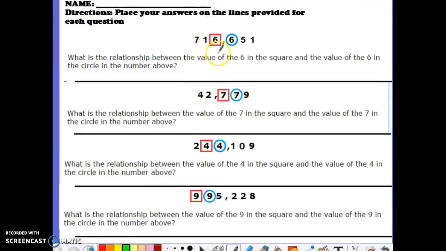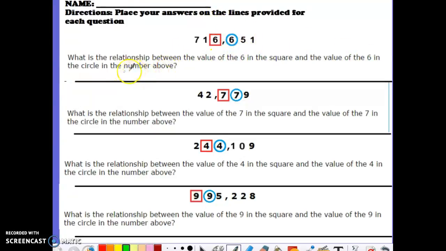Sometimes you're looking for relationships between numbers. For example, if I said to you, 716,651 has a red square, which I am now squaring in green, and a blue circle, which I'm now circling in green. And let me get rid of my markings. And I'm trying to determine the relationship between these two numbers. And they specifically ask you the relationship between the value of the 6 in the square and the value of the 6 in the circle.